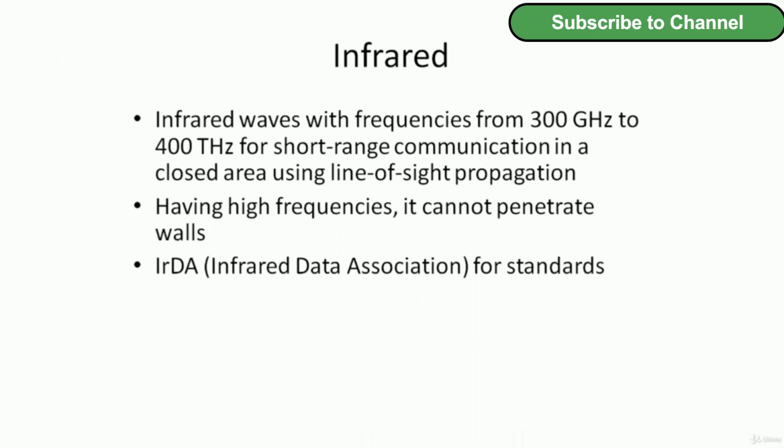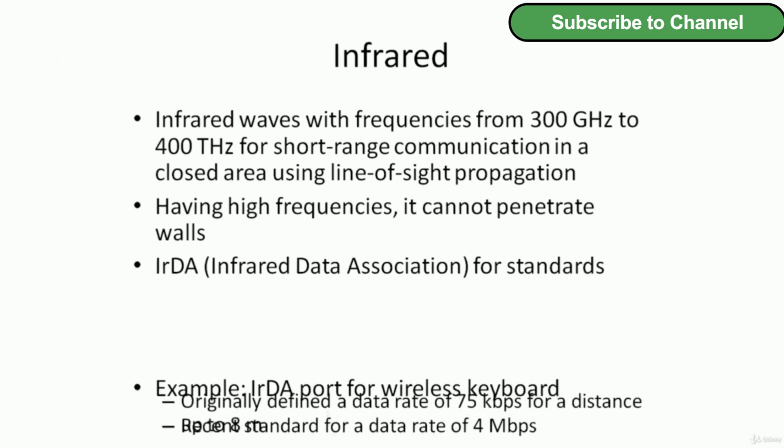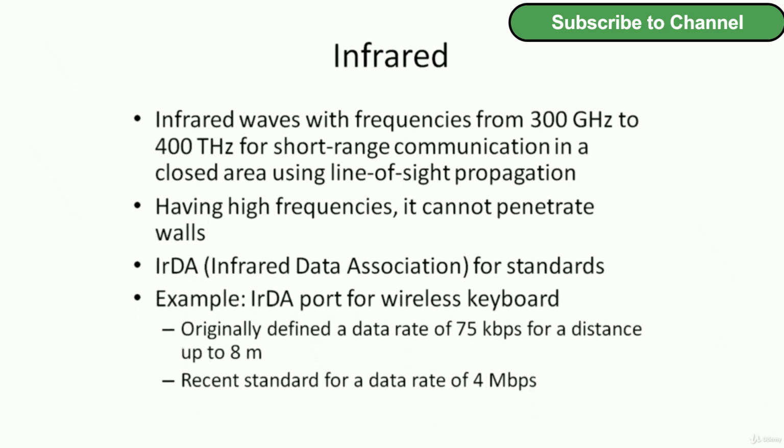IrDA is the Infrared Data Association, one of the standards used in wireless devices. The example given is the IrDA port for a wireless keyboard, which originally defined a data rate of 75 kbps for a distance up to 8 meters, and the recent standard has a data rate of 4 Mbps.